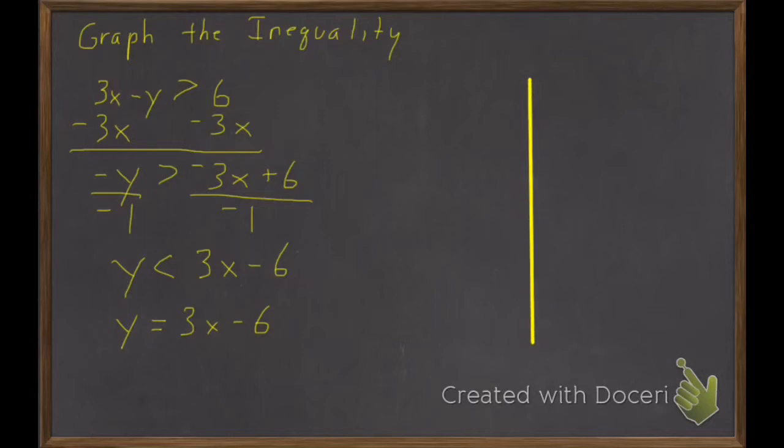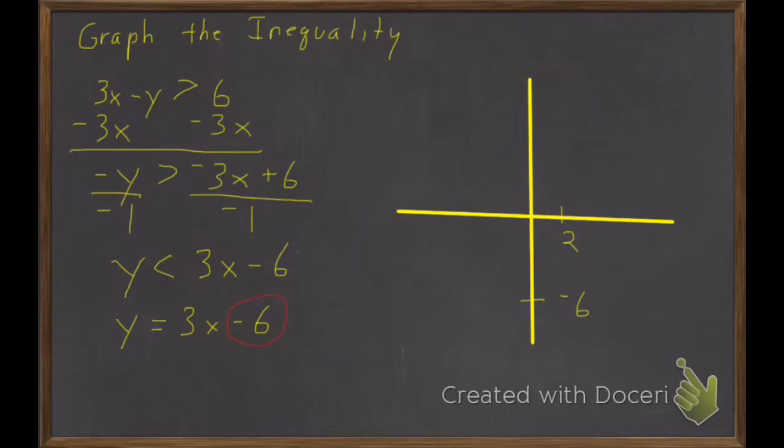So I'll make my y-axis and my x-axis. The important points that we need to remember are our y-intercept, which is right here, is our b value, which is negative 6. And our x-intercept, which in this case is 2. We can get that from the slope, or we can plug in 0 in for y to get our x value.